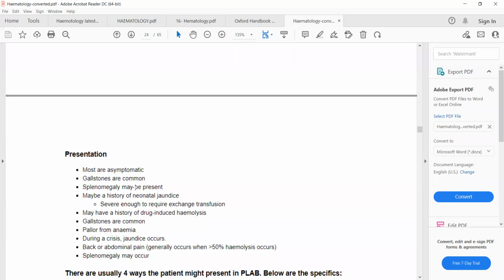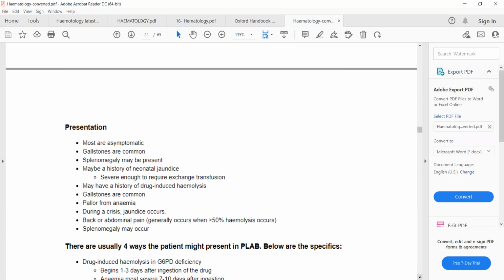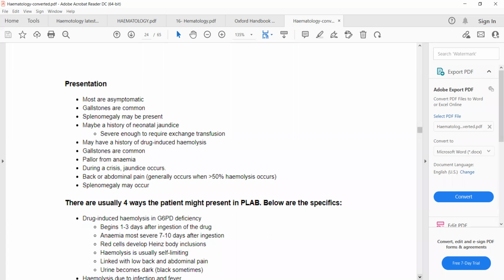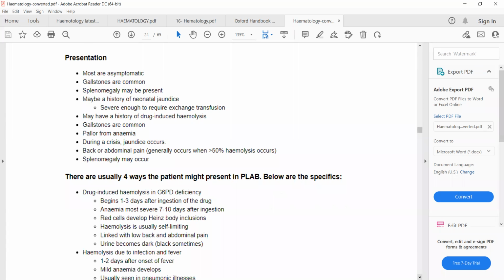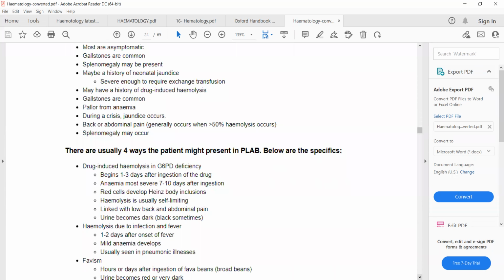Now, how will a patient with G6PD deficiency present to you? If someone develops hemolytic anemia after taking a drug such as primaquine, there are four ways the patient might present in the PLAB 1 exam. What are those four scenarios? These are the ways the patient might present to you, or in which they ask you questions in PLAB 1.